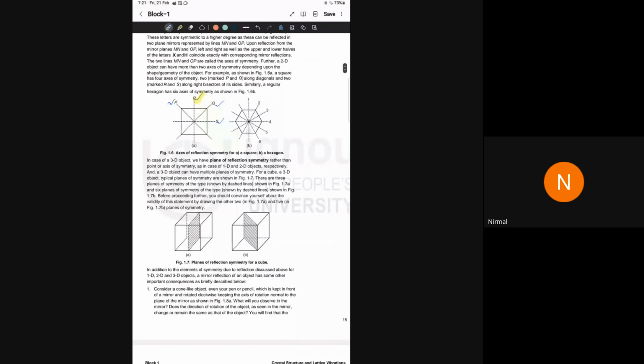If you take a three-dimensional object, let's say this cube, and take a perpendicular bisector plane, then the left half is exactly the same as the right half. So it has a plane of symmetry like this one. Similarly, if you take a diagonal plane as shown here, the left half is exactly the same as the right half. So it has a plane of symmetry along the diagonal.